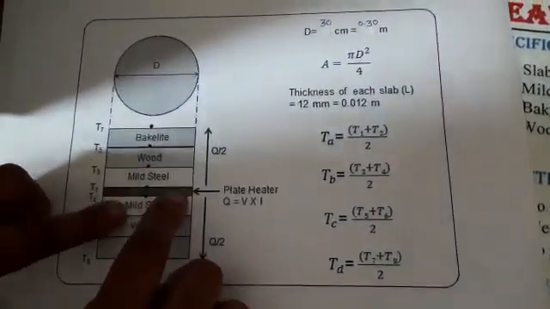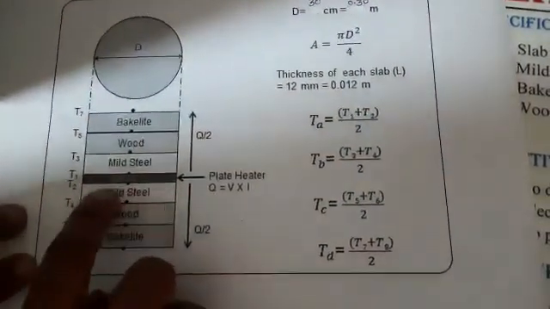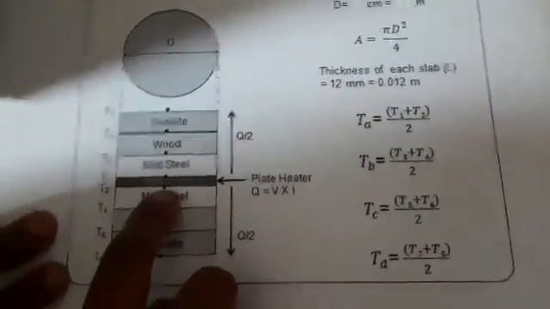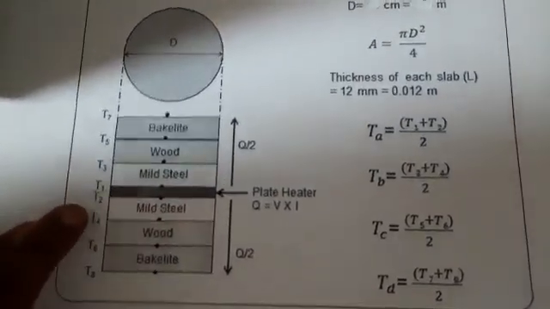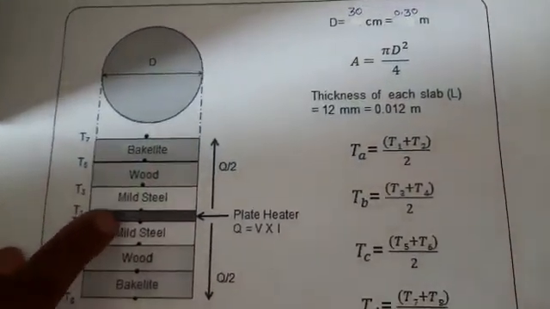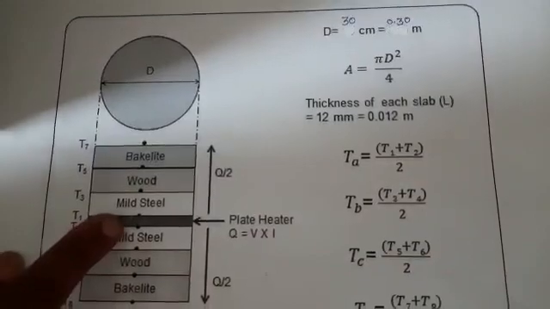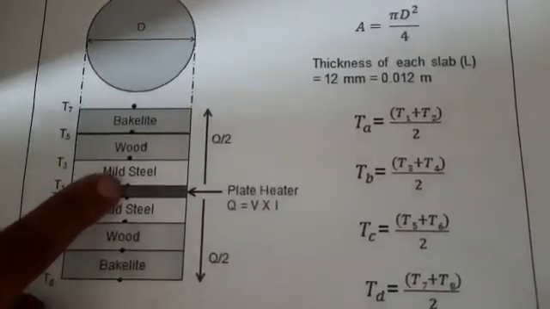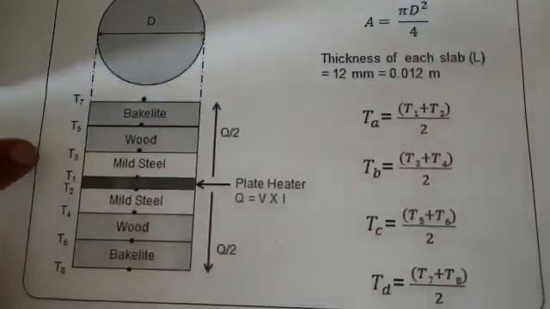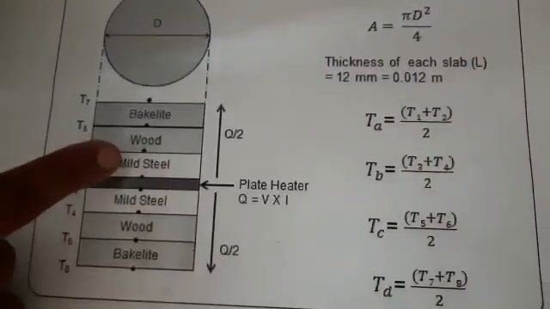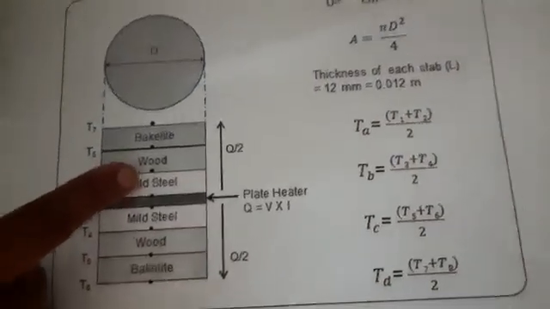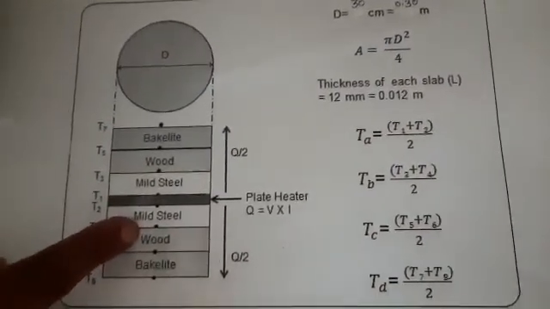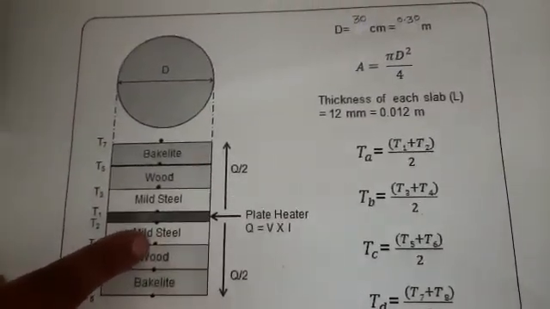Then, as I told you, we measure the temperature at each interface. You can see here T1 and T2, they are the temperatures at the inner surface of the mild steel. Then T3 and T4, they are the temperatures at the outer surface of the mild steel, which is assumed to be the same as the inner surface of the wood.